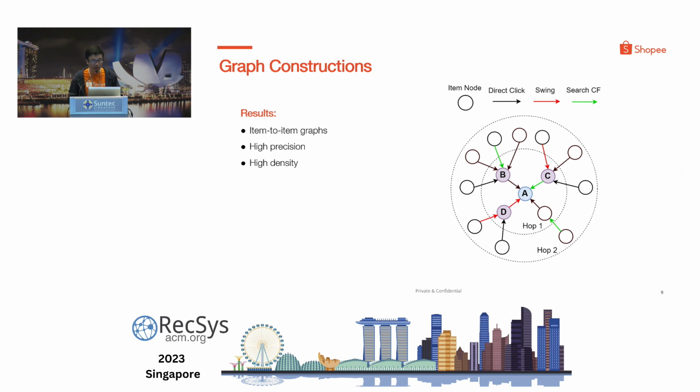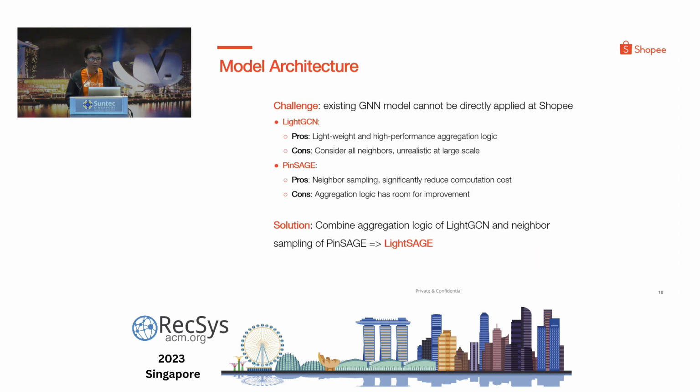There's only one node type, which is item. The edge can be based on an actual click or an artificial link by CF algorithm. That is the problem with the graph. Now comes the problem with the model architecture.